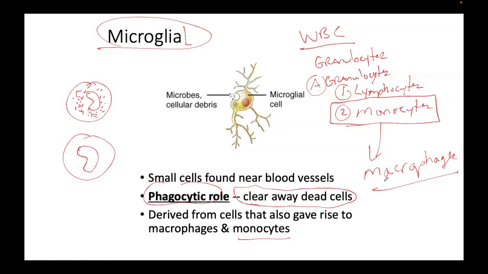If it's in the liver, it's called a Kupffer cell. If it's engulfing bad cholesterol, it's called a foam cell. If it's in the brain and the nervous system, it's called a microglial cell. All right, so monocytes become macrophages, and a microglial cell is a type of macrophage.